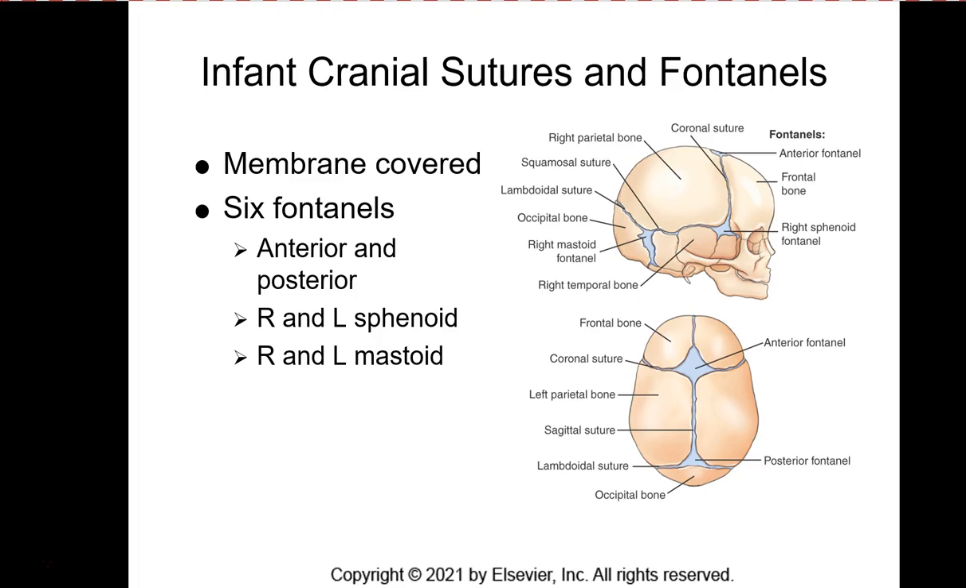So kind of interesting. Okay, this concludes part 4. This concludes our discussion on skull anatomy.